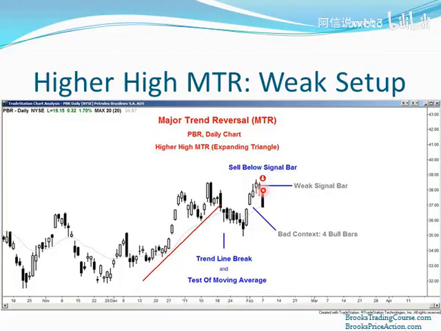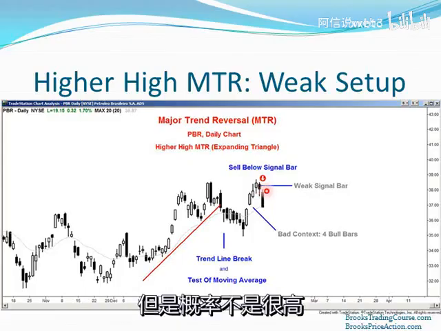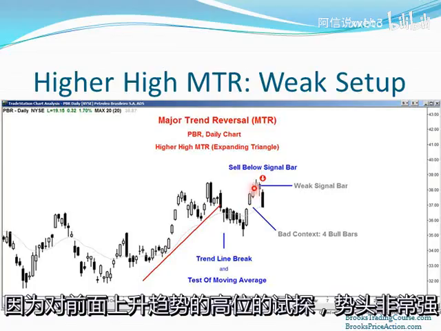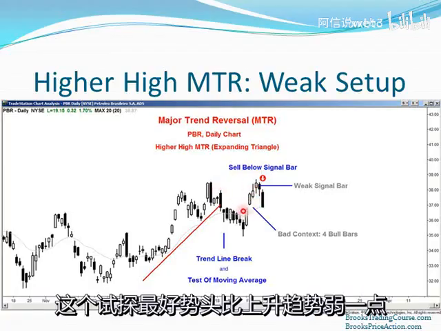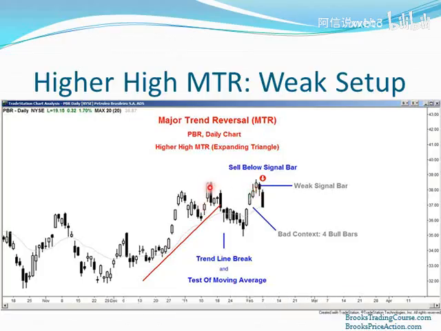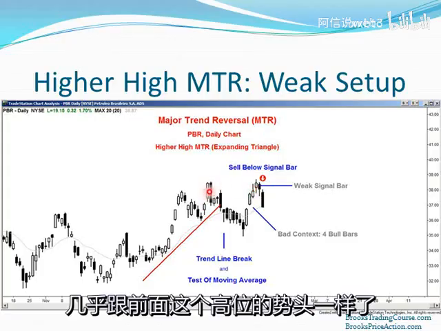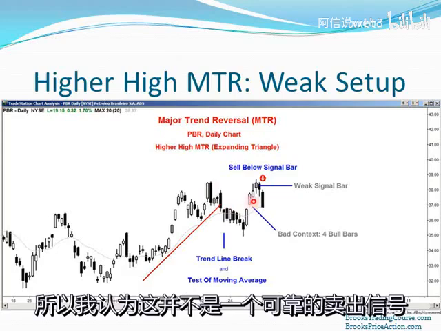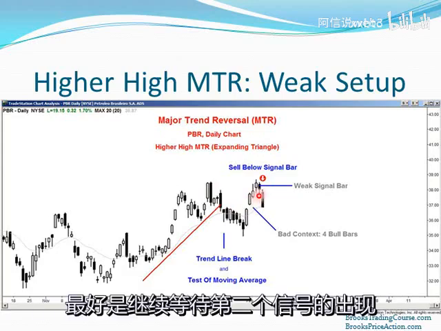Is it a short? Yes, but the probability is not very good because there's too much strength on this test of the bull high. You'd rather have the test be weaker than the original trend, and this test is as strong as certainly the most recent high. So to me, this is not a reliable sell signal, and it's better to wait for a second signal.